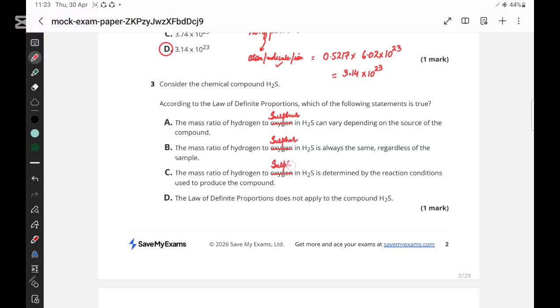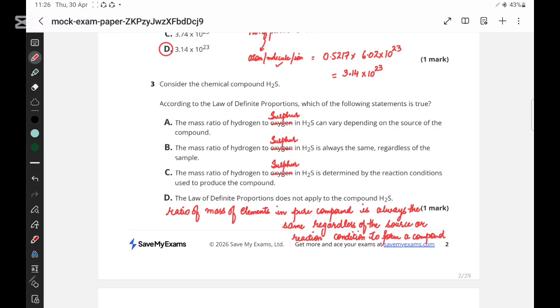According to the law of definite proportion, there is a statement that I am going to write for you. The law of definite proportion says that the ratio of mass of elements in a pure compound is always the same regardless of the source or the reaction condition used to form the compound. So if we see option B, which says that the mass ratio of hydrogen to sulfur in H2S is always the same regardless of the sample, that is according to the law of definite proportion. So the answer is B.